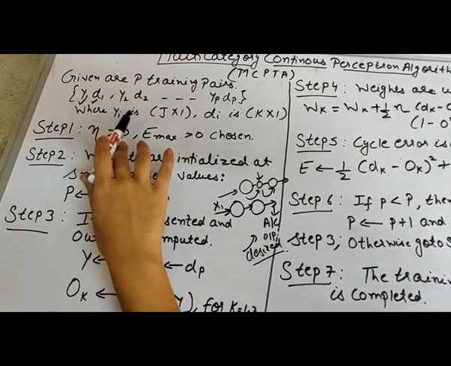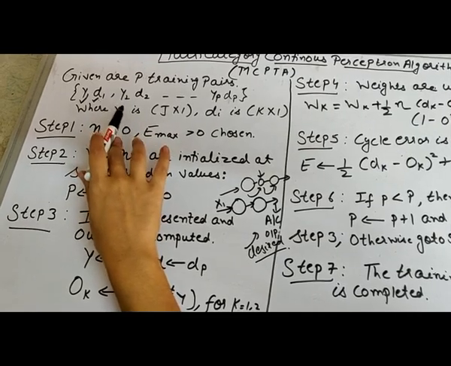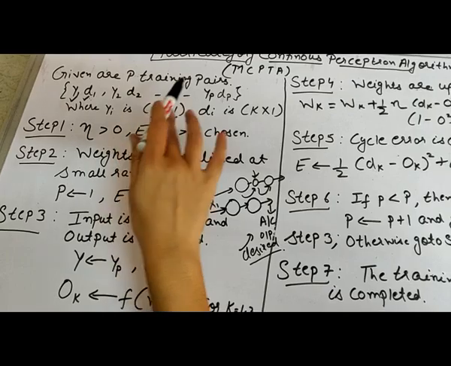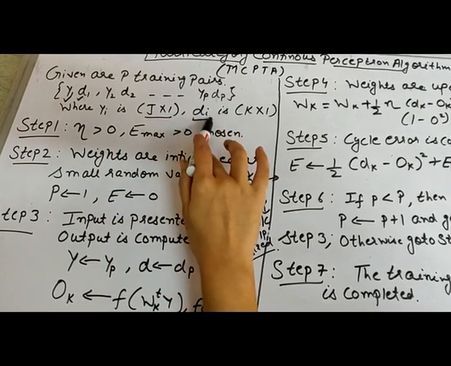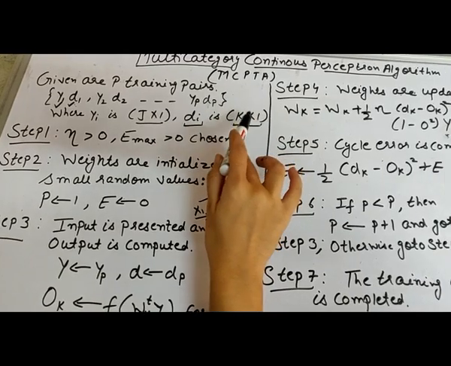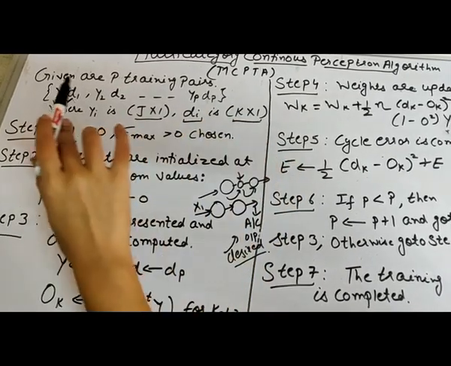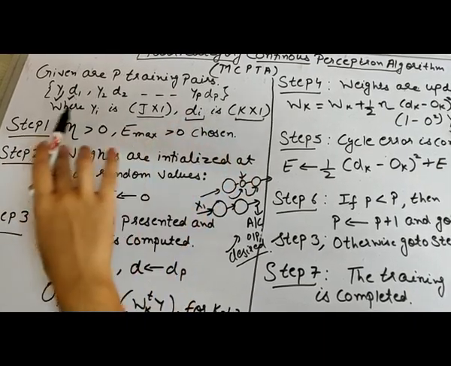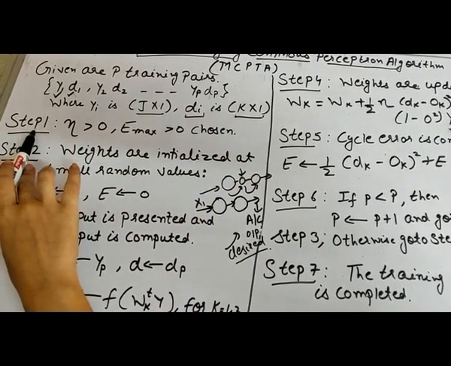Now the input values are always in the form of a matrix, so it is a matrix representation of the input. The desired output, which is only one value given to you, is again given in matrix form. By following this algorithm, these are the initialization steps that you have to do. After that we go to step number 1.